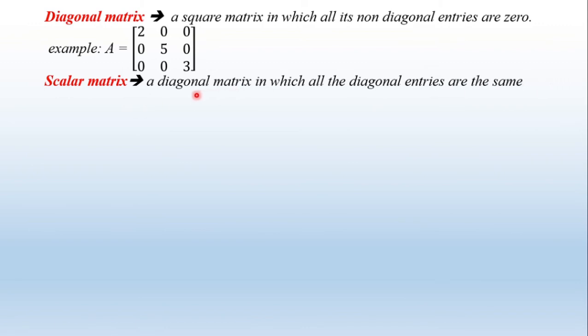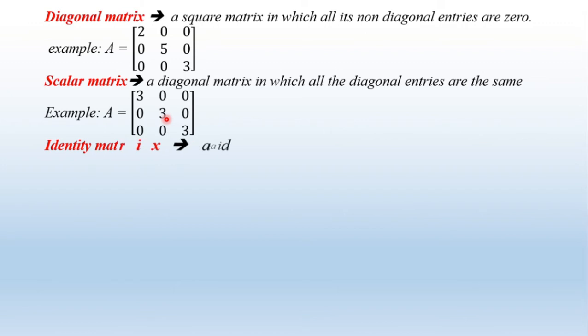Next, scalar matrix. Scalar matrix is a diagonal matrix in which all the diagonal entries are the same. Diagonal matrix ሆኖ እነዚህ ቫልዩዎች ግን ተመሳሳይ ይሆኑ. Let us do an example. Look, the matrix is equal to 3 0 0 0 3 0 0 0 3. Here the diagonal has the same value, 3 3 3. ስለዚህ ምን እንለዋለን? ይሄን scalar matrix እንለዋለን ማለት ነው. It's a type of diagonal matrix.